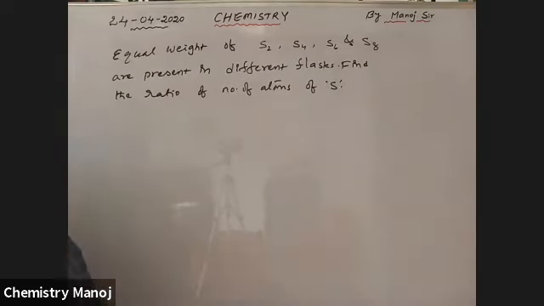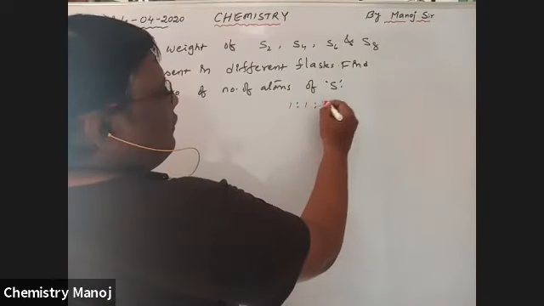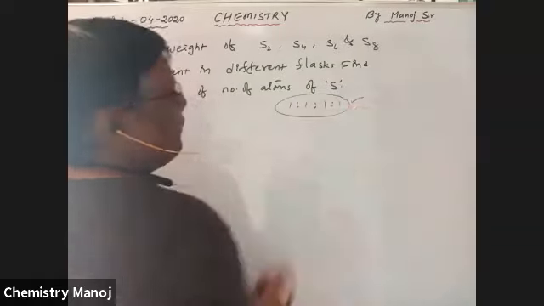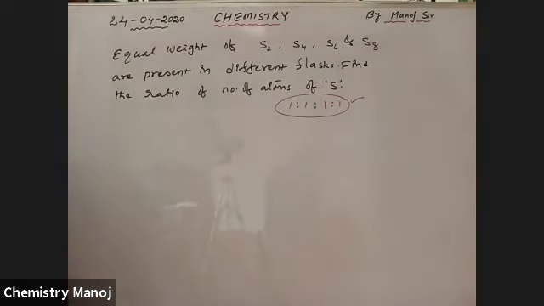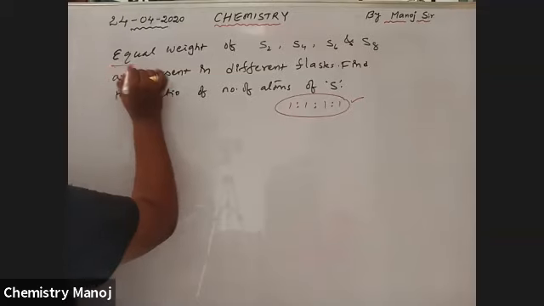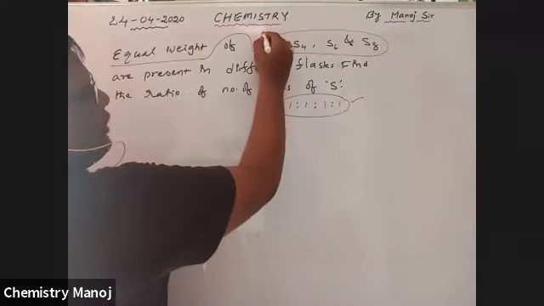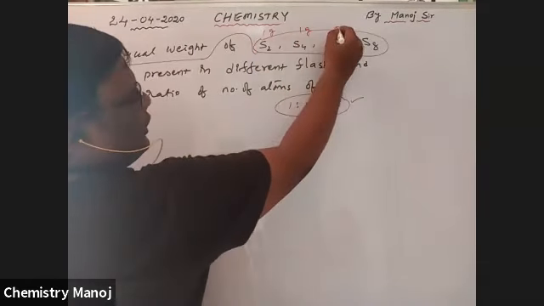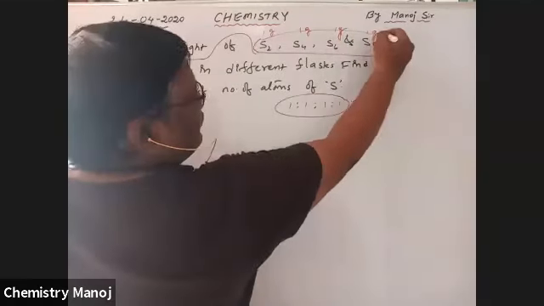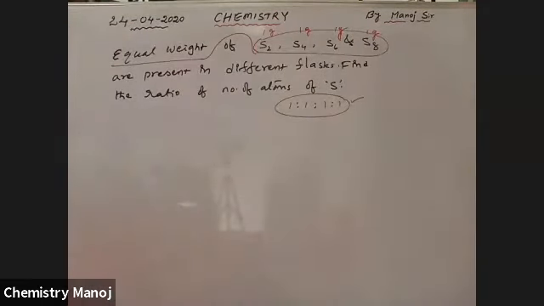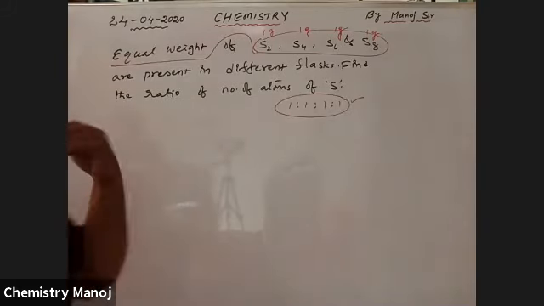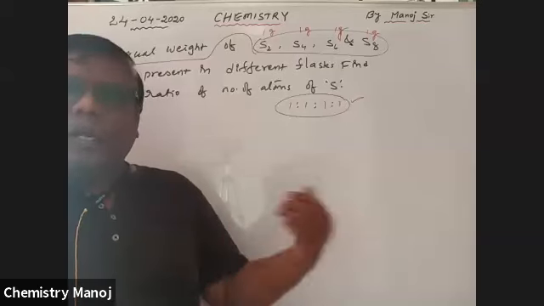Now the answer is... Okay, see here. The technical word here is equal weight of all these. All these are equal. That means if 1 gram of this one is taken, automatically all of these are 1 gram. So that's why I am going to take 1 gram of each one.